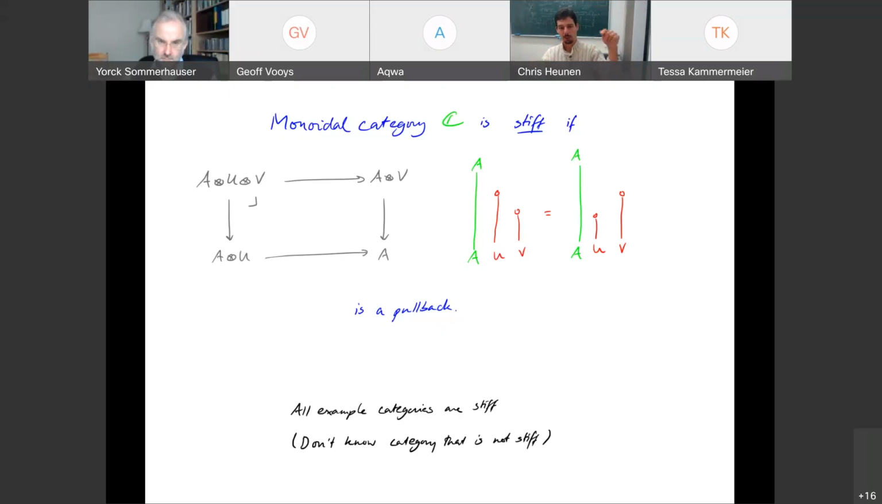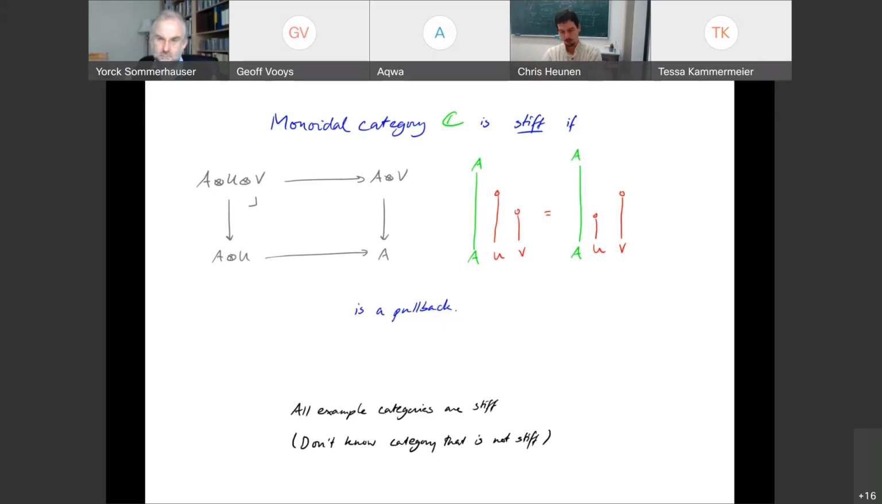But A tensor U tensor V is, in the categorical sense, the meet of the sub-objects A tensor V and A tensor U. If you look at that in pictures, that's the picture on the right. You start with an arbitrary object A that just keeps existing all the time, and two central idempotents U and V. I can either forget about V first and then U, or I can forget about U first and then V. Those two things are always equal, but I want these two to be the two sides of a pullback square.